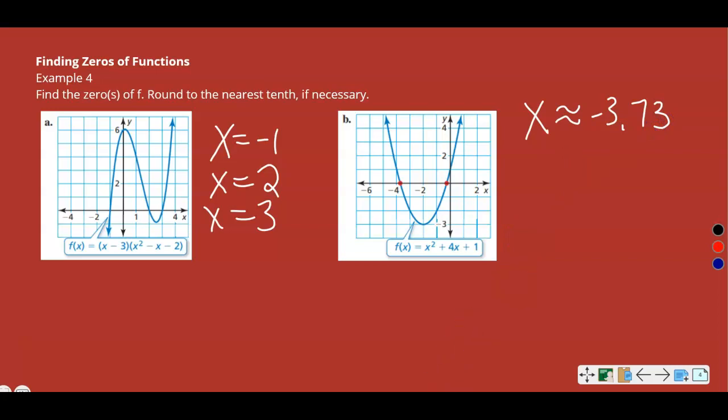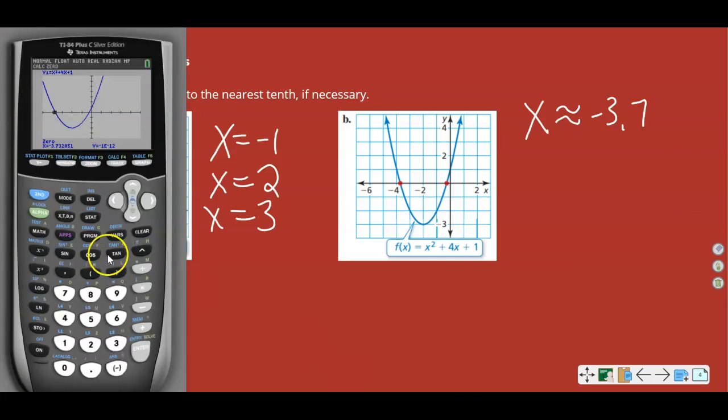Usually when you're graphing, it'll tell you the directions. This one says round to the nearest tenth, so I would take off the 3. So -3.7.